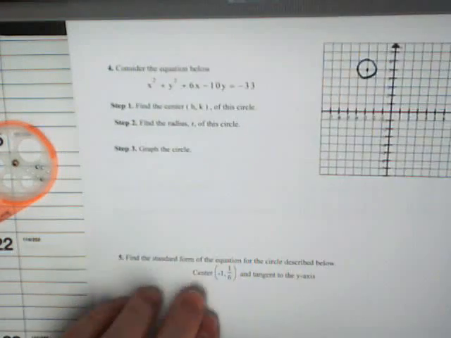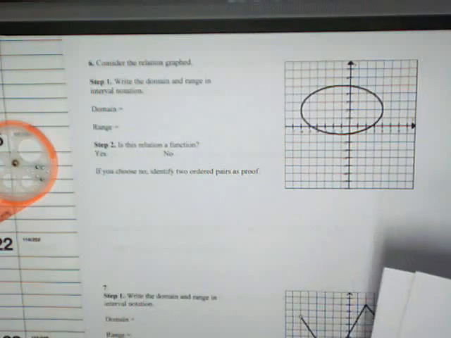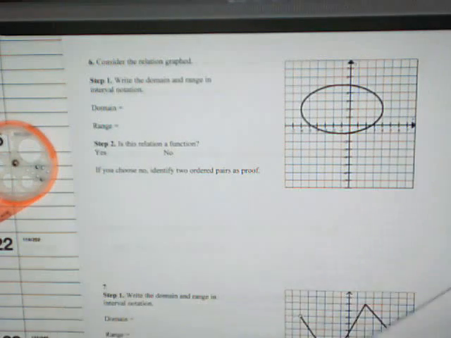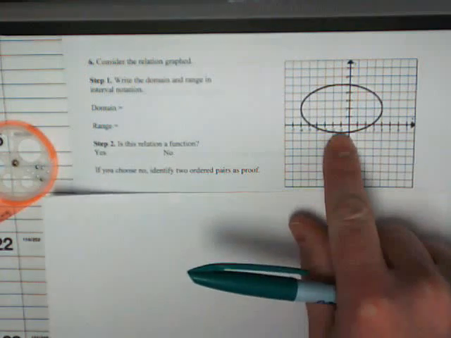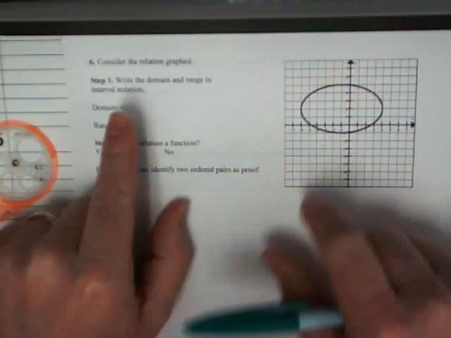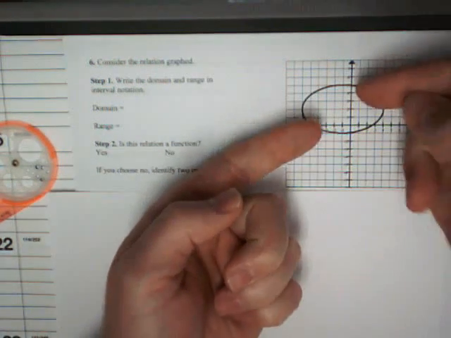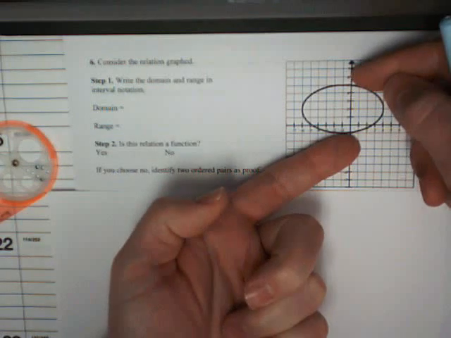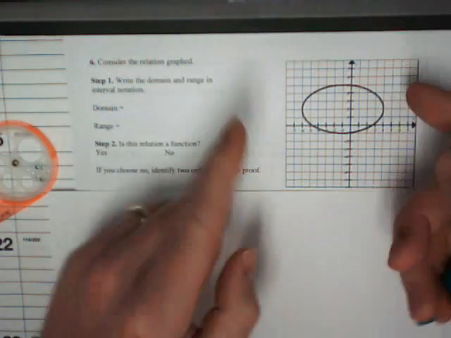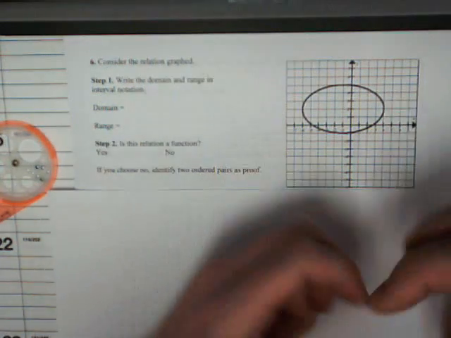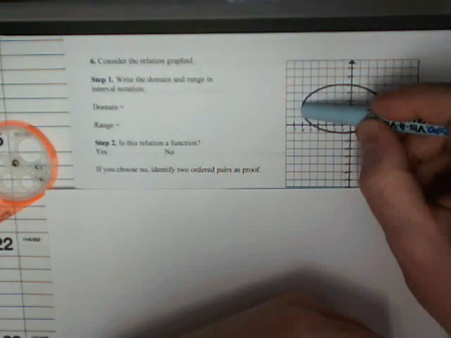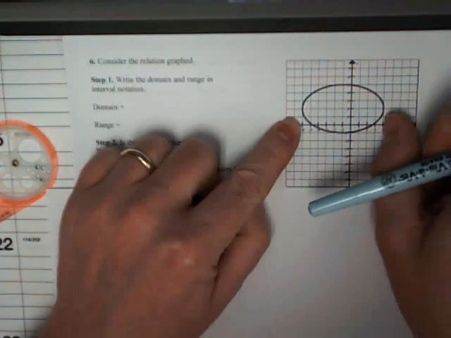What else we got here? That was number 5. Ooh, let's look at number 6. Number 6, consider the relation graphed. So we got to consider this graph here. Write the domain and range in interval notation. So domain is how wide something is. And the range is how tall something is. Interval notation says, well, where do you start, where do you end? So it looks to me like it starts at -6 and it goes out here to 4.